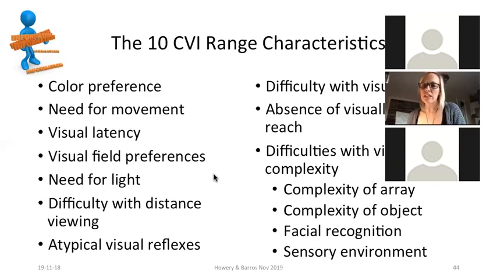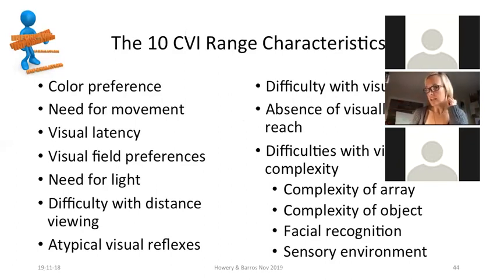Absence of visually guided reach. This has to do with the vision system and the motor system having trouble working together in an integrated way. They will look at something, then look away, and then reach for it or activate their motor pathway. As they progress in the range, those two things become more and more integrated.